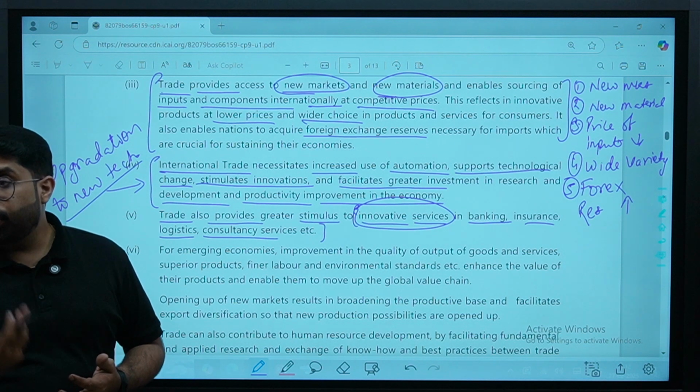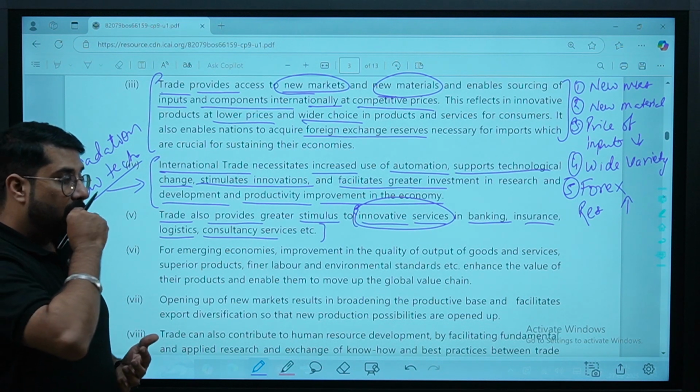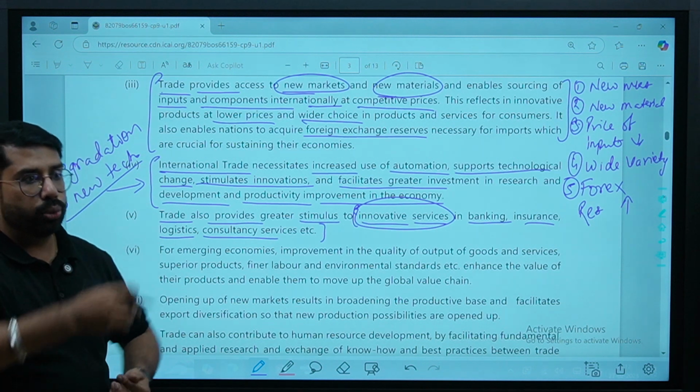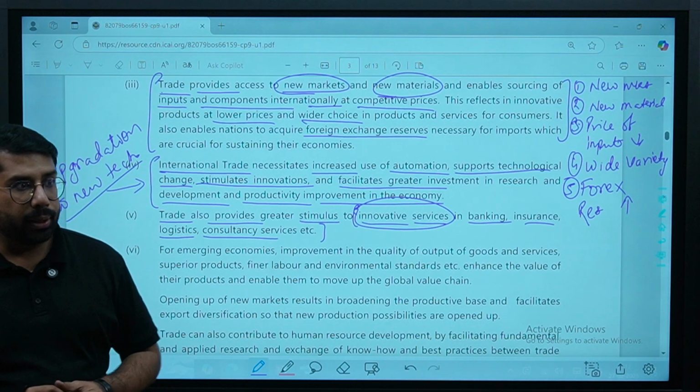We did international trading, we got access to new markets, we saw that this country is working like this, we should also do like this. Are we clear?